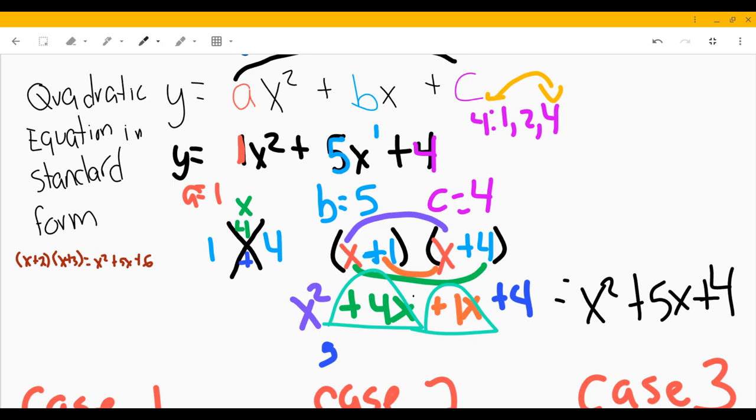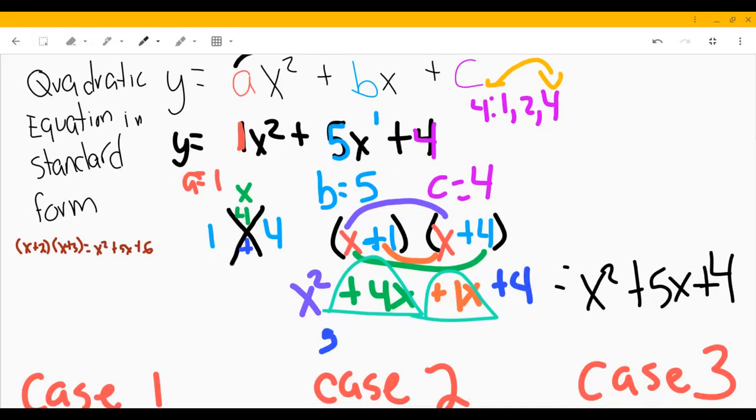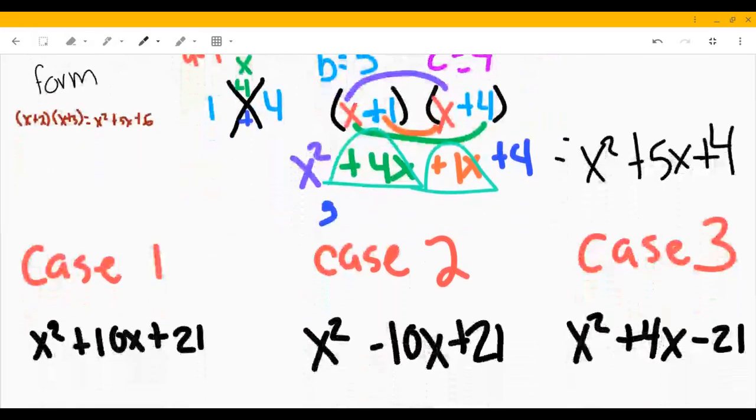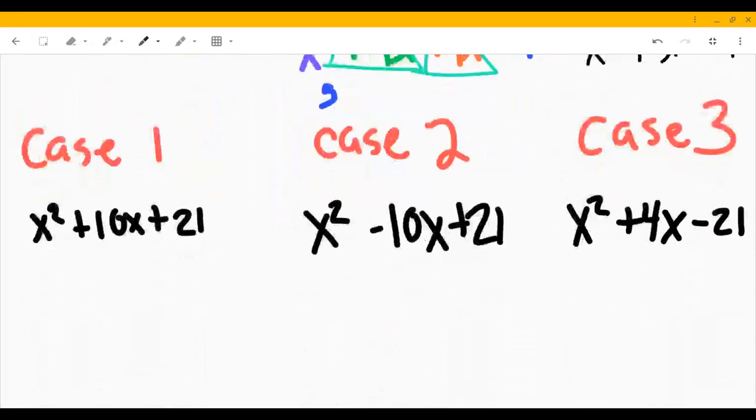So when you're factoring a quadratic equation, when a is equal to 1, you might get 3 different scenarios here. Let's go over each one of these examples. So we have x squared plus 10x plus 21. So I see here that the a value, so a is going to equal 1, b is going to equal 10, and c is going to equal 21.